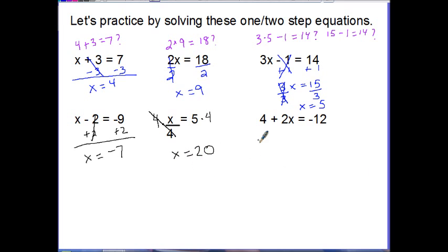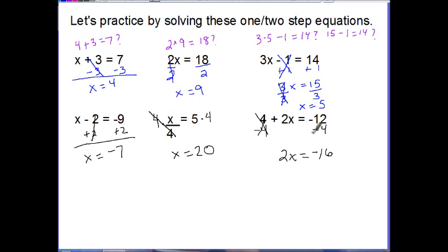And my last one, 4 plus 2x equals negative 12. These are the number one equations that people seem to mess up on. What we want to do here is move a positive 4. And the way to move a positive 4 is to subtract it from both sides. So we want to make sure that when we cancel it out, we're canceling it out because 4 minus 4 is 0, which it is. That leaves me with 2x equals negative 16.